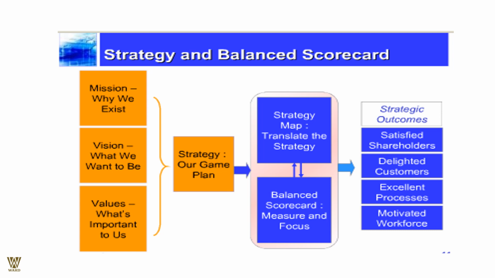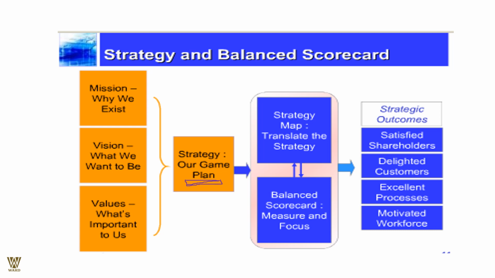Strategies and the balanced scorecard. Mission: why do we exist? Vision: where do we want to be? And values: how important are they to us? These three can lead to a strategy game plan, an execution part of it. How do we come across it? We need to understand this time and again.